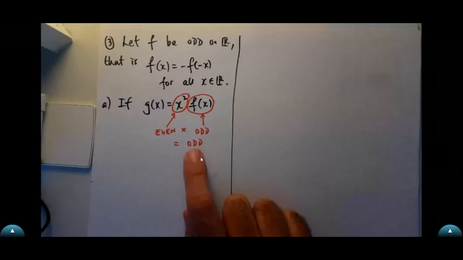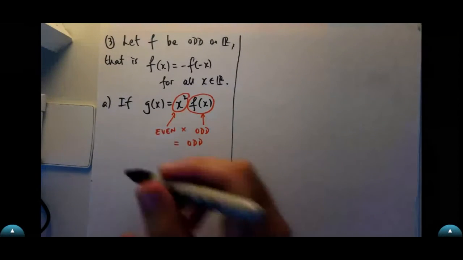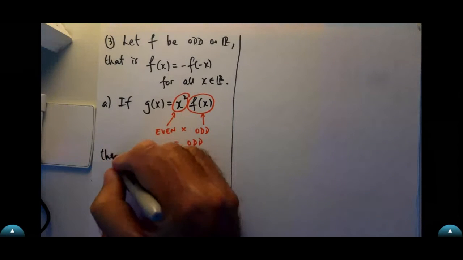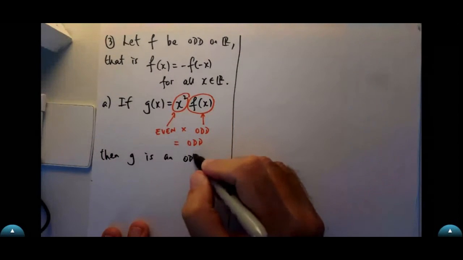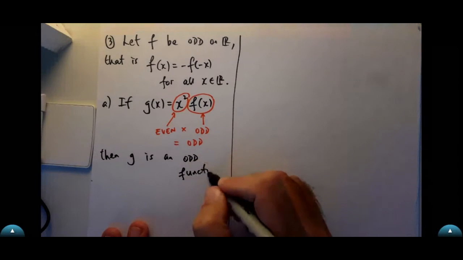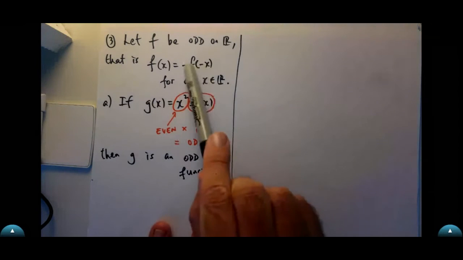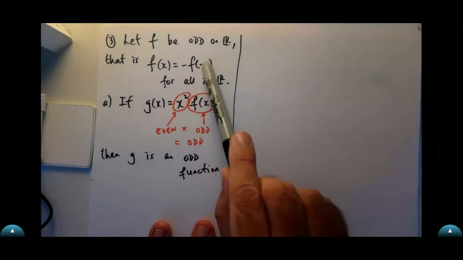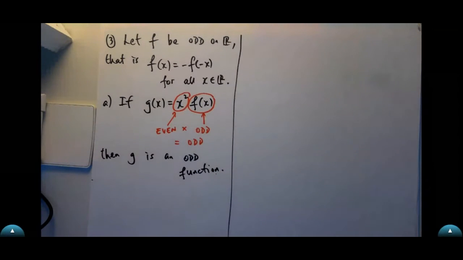Okay, so this product then is actually, g is an odd function. Now, if you wanted to test that directly, of course you could. You could put in negative x, replace x with negative x, and you would algebraically get it, okay?